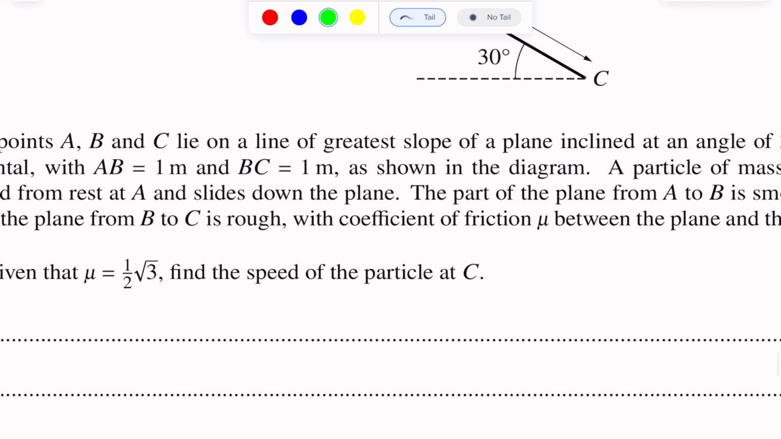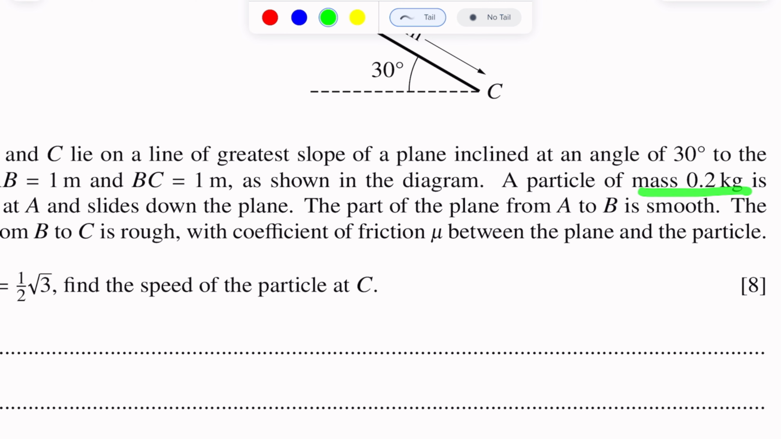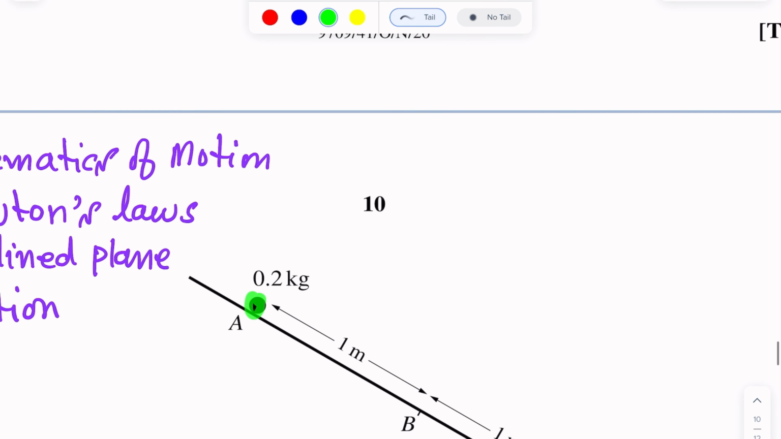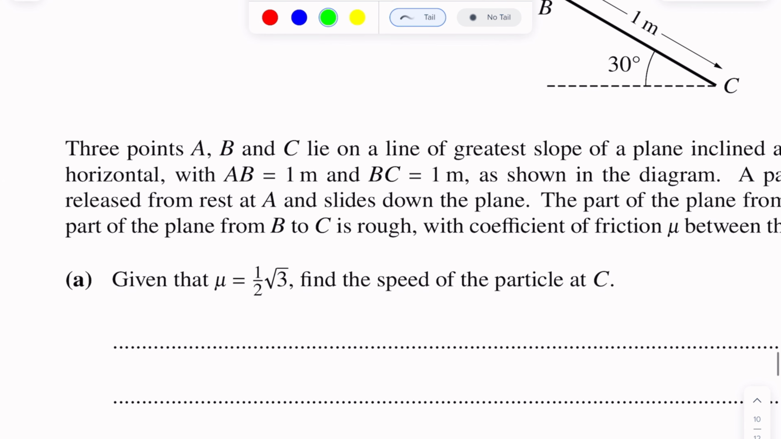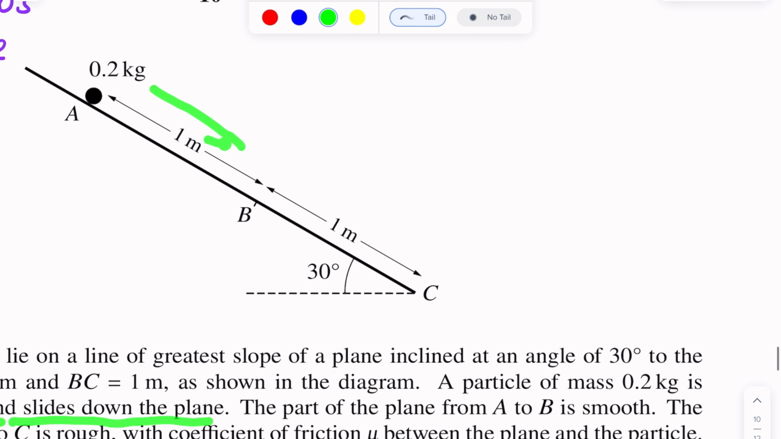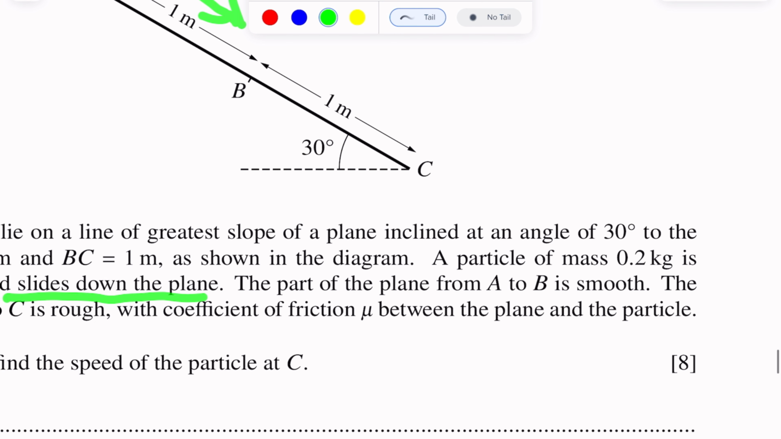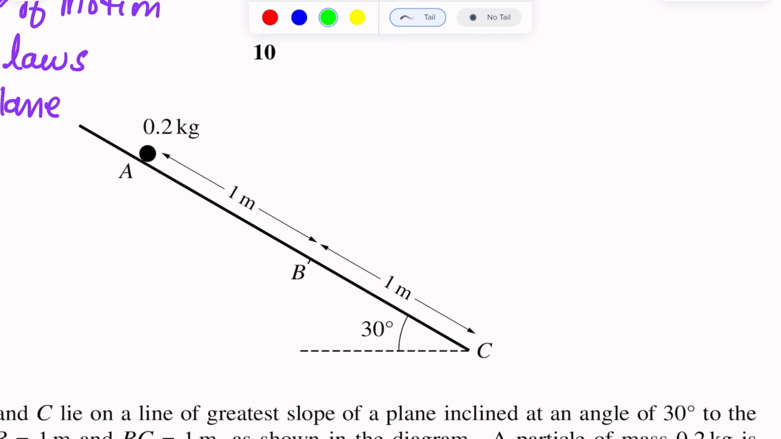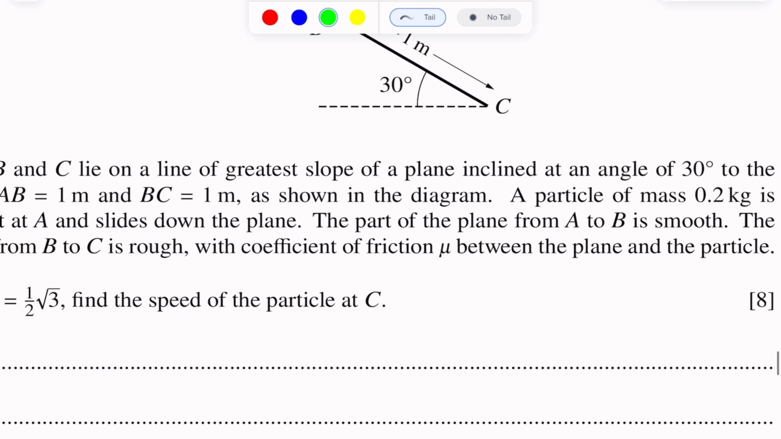A particle of mass 0.2 kg is released from rest at A. This particle is released from rest. Initial speed will be 0 at A and slides down the plane. Its movement will be downward along the plane. The part of the plane from A to B is smooth. This part of the plane AB is smooth. This means that there is no friction.